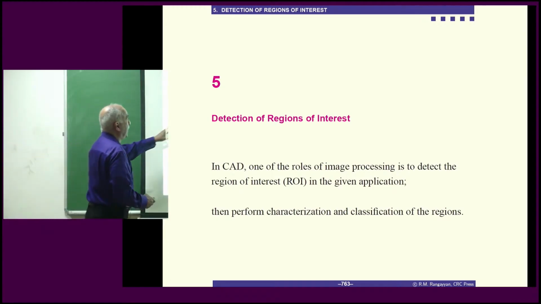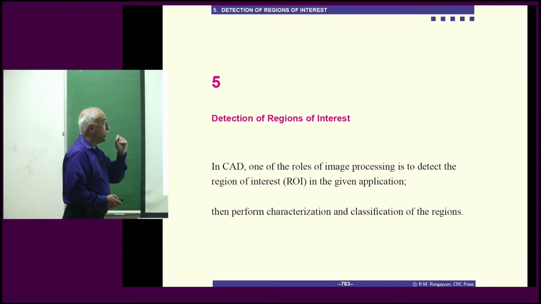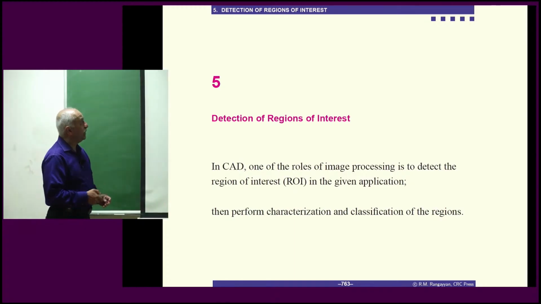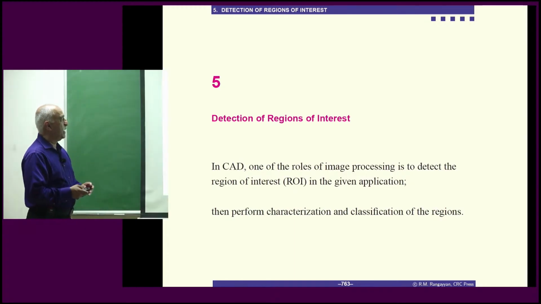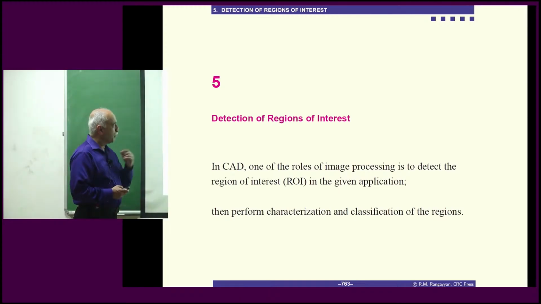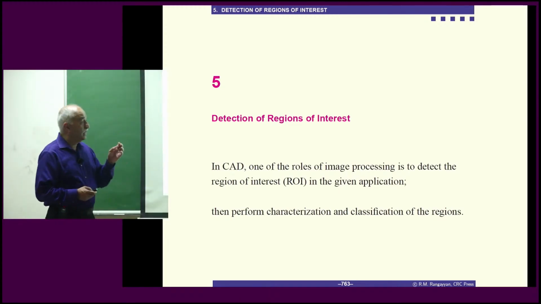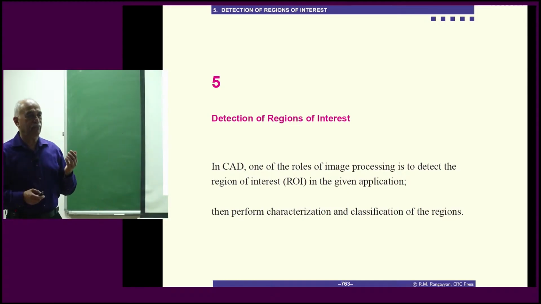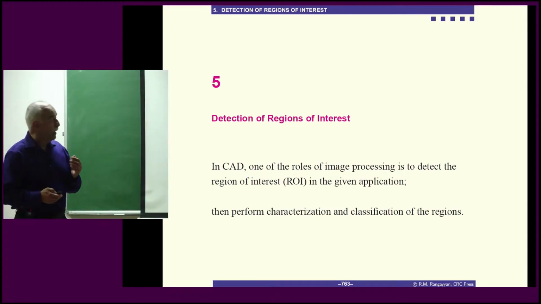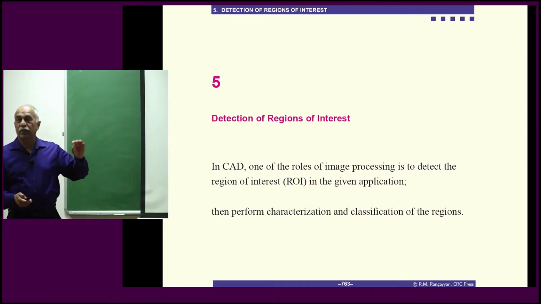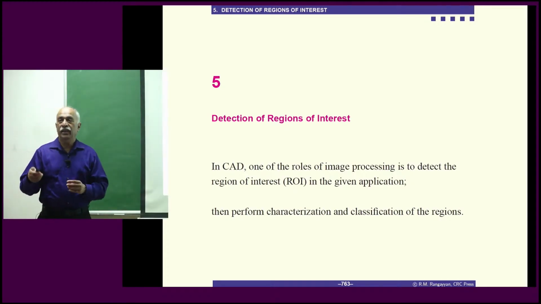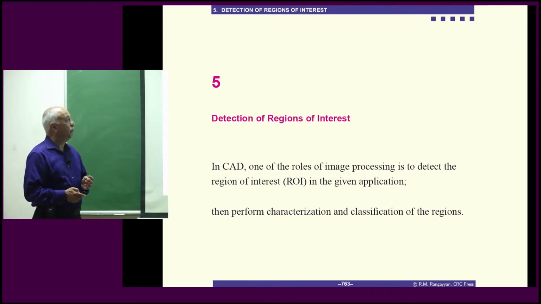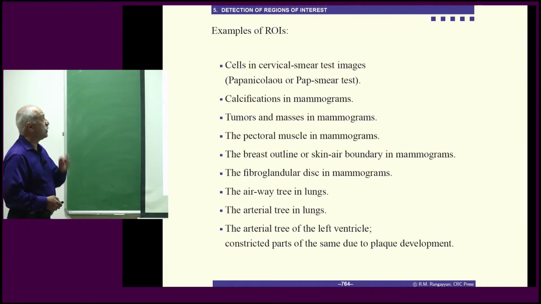So in computer-aided diagnosis, or CAD, one of the roles of image processing is to detect regions of interest, or ROI, for further application, then perform characterization of those regions. Characterization means extraction of features and measures. And it is expected that those particular regions will help in making that kind of further analysis, be it for diagnosis or some other purpose.